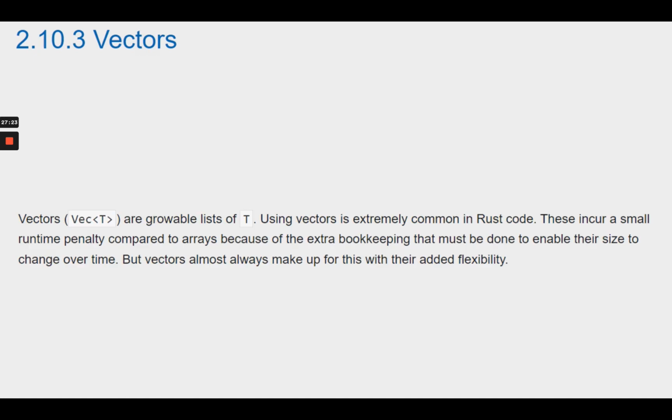Section 2.10.3. Vectors. Vectors, Vec<T>, are growable lists of T. Using vectors is extremely common in Rust code. These incur a small runtime penalty compared to arrays because of the extra bookkeeping that must be done to enable their size to change over time. But vectors almost always make up for this with their added flexibility.